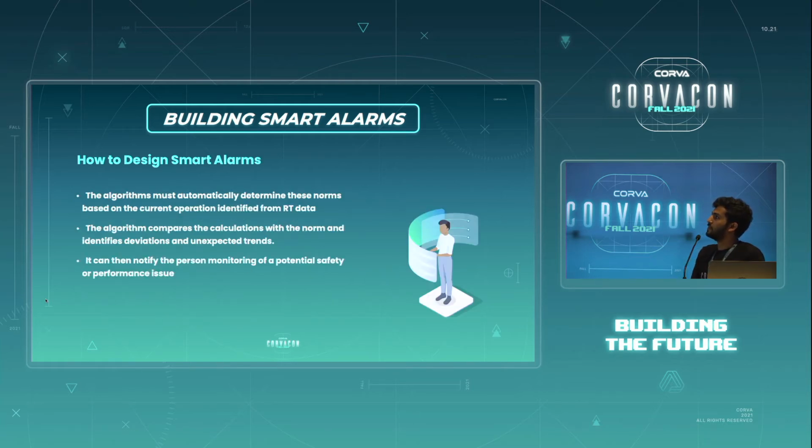So basically, the algorithm must automatically determine these norms based on the current operation that's going on in the field from real-time data. In drilling, this can be automated rig state. If you're tripping, it could be a different threshold. If you're drilling, it could be a different threshold. And then once you have those expected values, the smart algorithm automatically compares the calculated results with these smart thresholds and notifies the person in charge that something's going wrong.